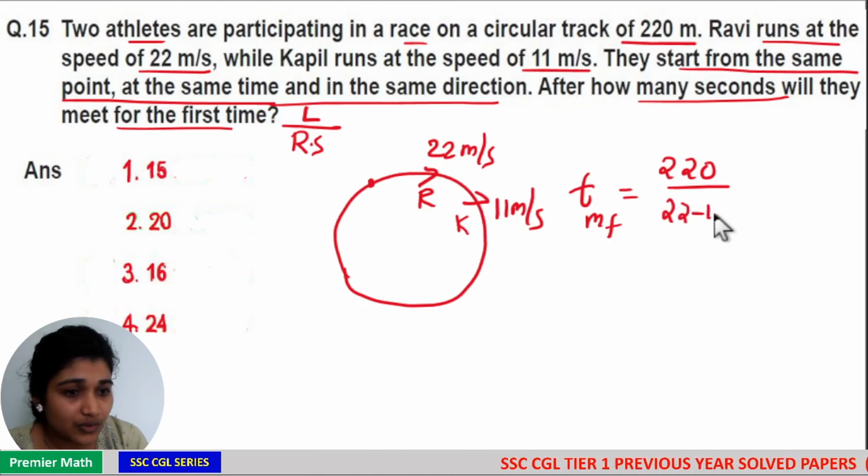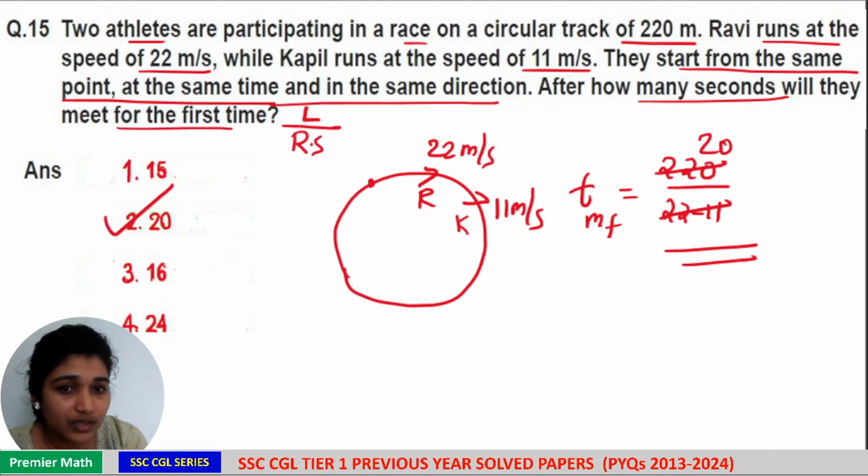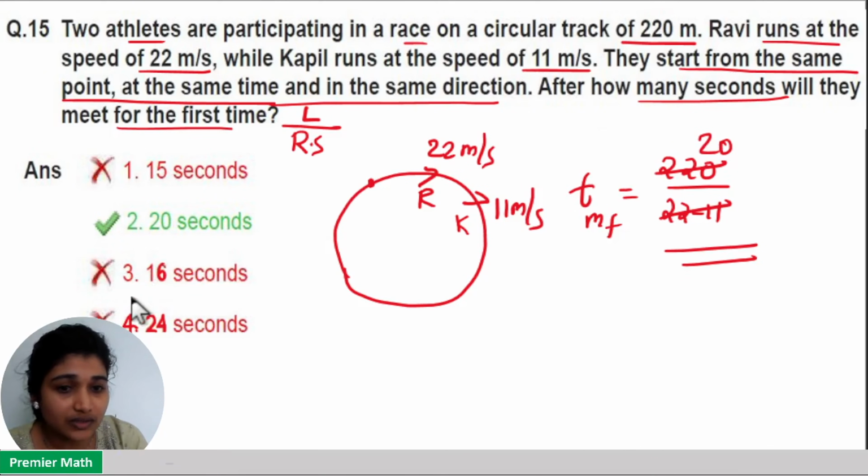So 22 minus 11 is equal to 11. 11 goes 20 times in 220. So option 2 is your answer. They meet after 20 seconds.